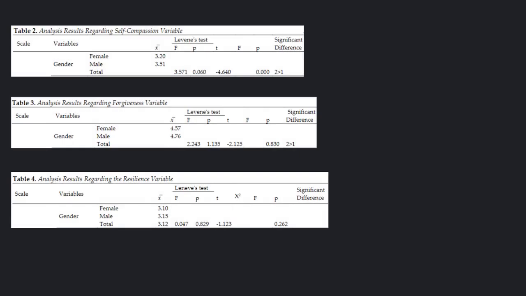However, for the gender variable, they compared male and female educators and used an independent t-test to evaluate the results. The results of the test showed that for self-compassion and forgiveness surveys, male teachers had a significantly higher level of measured self-compassion and forgiveness than female teachers. For the resilience measurement, a significant difference was not found.